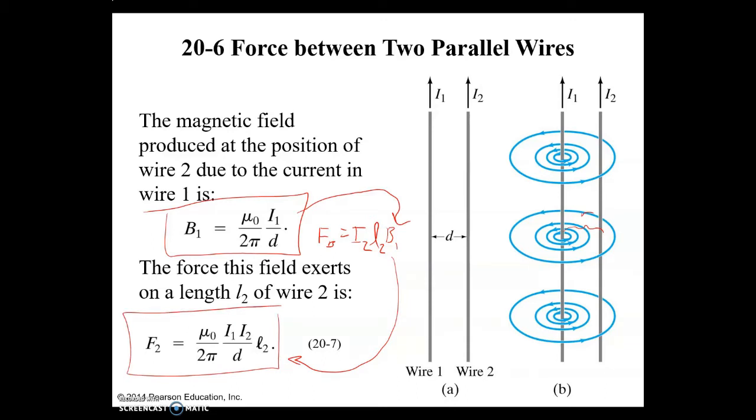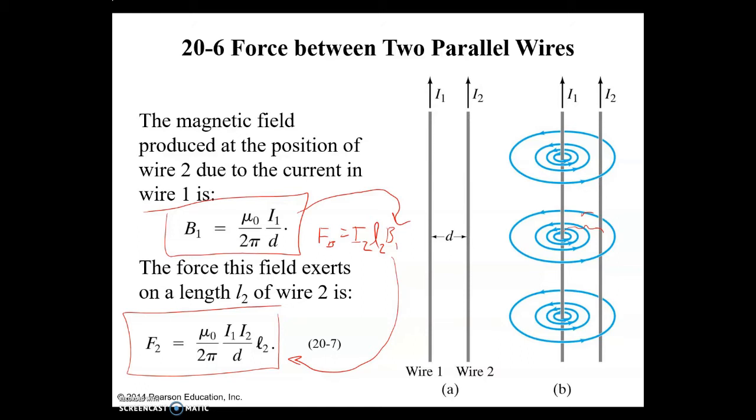The force on wire 2 is going to be mu naught over 2 pi times the product of the two currents divided by the distance between them, all of that times the length of the wire. So, in other words, the magnetic field generated by current 1 is going to exert a magnetic force on current 2.